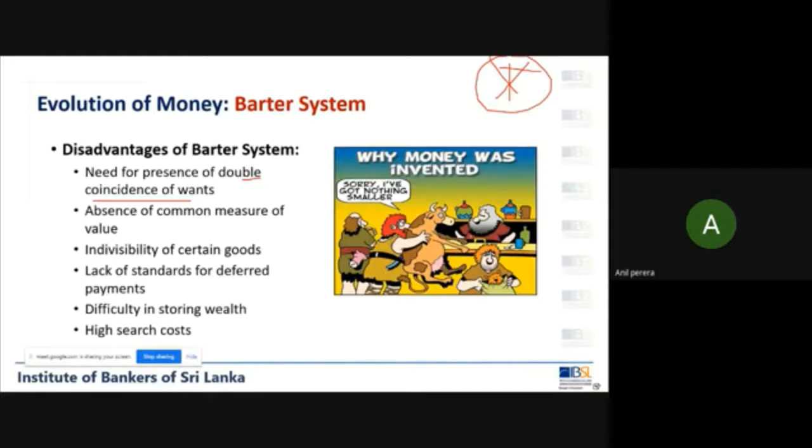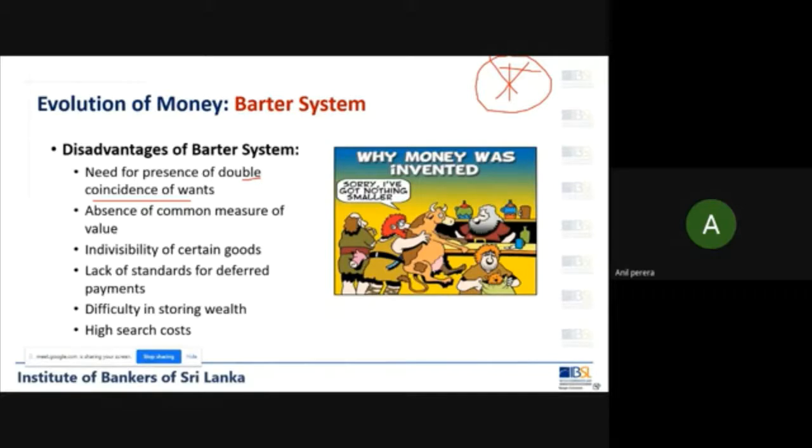Fourth one, lack of standards for deferred payments. Now, in a money society, you can use money to pay debt. But here, you can pay debt using goods. But what is the common standard? That is a question.